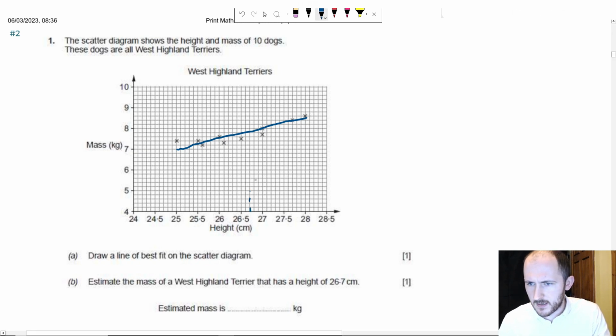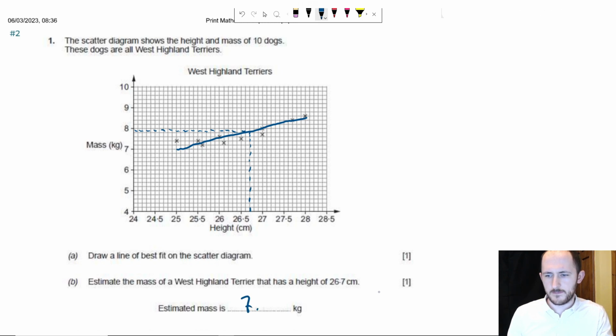And I'm going to draw a dotted line going all the way up. And the second I hit my line, I'm going to draw a line going to the left. And I'm going to read it off. Okay, so it goes up in 0.2, so 0.2, 0.4, 0.6, 0.8. So that would be 7.9 kilograms, right?